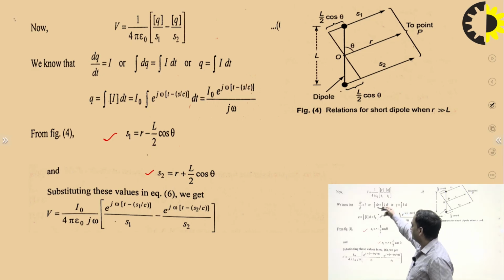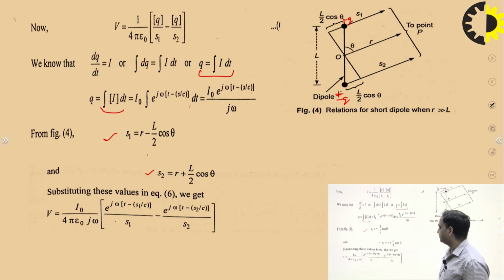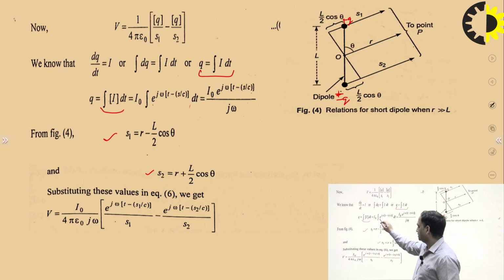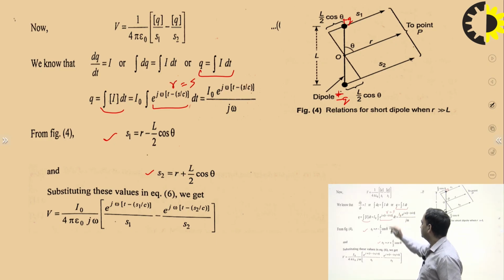Okay, so here for these two charges, this is the minus q charge and this is the plus q charge. So the total potential because of these two charges will be 1 upon 4 pi epsilon naught, q upon s1 minus q upon s2. Now we are using dq upon dt is equal to I, so dq will be I into dt. In this case the retarded current will be I naught e to the power j omega t minus r upon c, because r and s are same, R is equal to s.